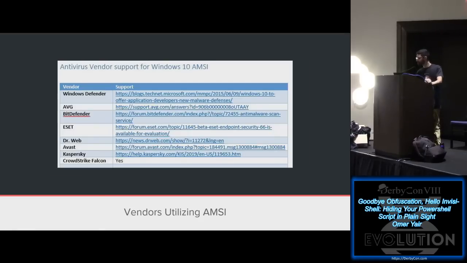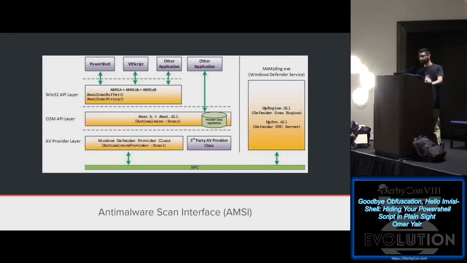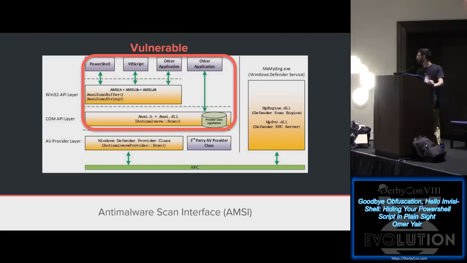Those are the vendors that currently support AMSI: obviously Windows Defender, AVG, Bitdefender, ESET, Dr. Web, Avast, Kaspersky, and CrowdStrike. But there is a problem with AMSI because, as I said before, when an attacker is executing code in your system, she already has the ability to do what she wants with the user space. And this is the user space that is vulnerable, because once you have execution permission, you can modify every part of these layers. What I will show you later is that there is another layer that all of us forgot, which is the .NET framework.